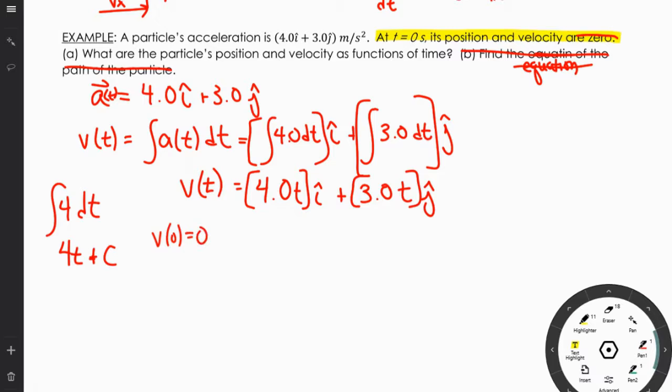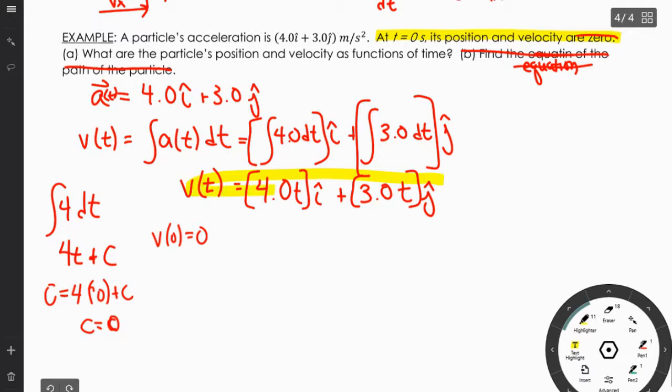So what we're going to do is plug in 0 for all these, and that just gives you what the constant is. If I said 0 equals 4 times 0 plus c, well, that's just telling me that c equals 0. So what really happens in the end, this here is our true velocity function, because if I plug in 0 for every case, this is going to be 0, that'll still be 0. Now we can find the position.